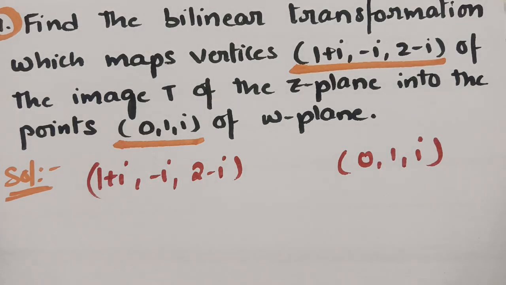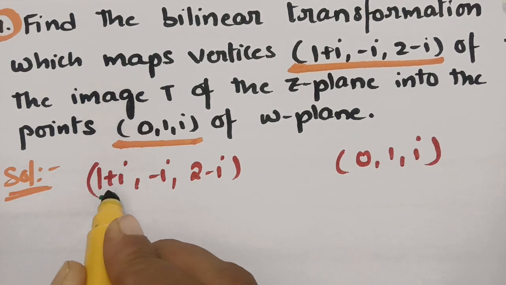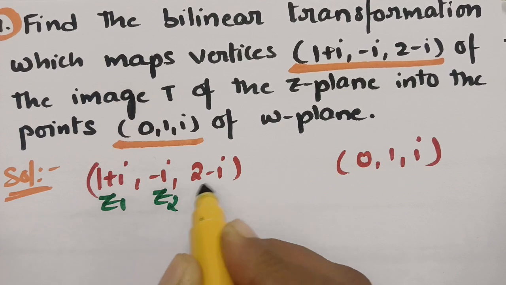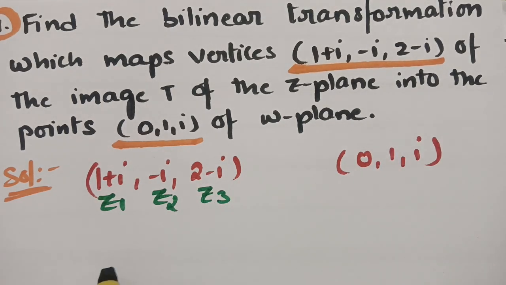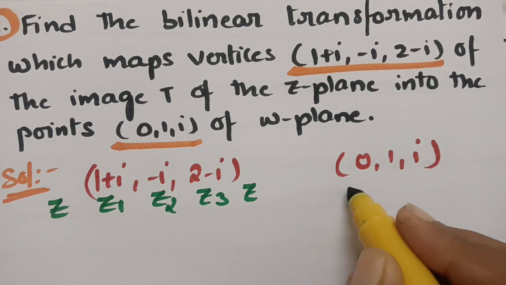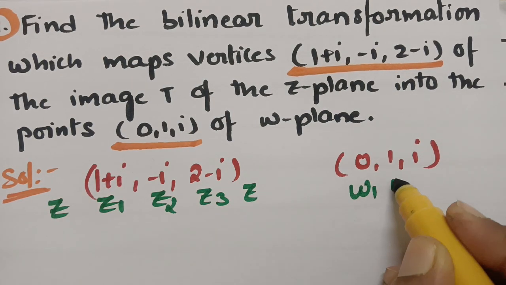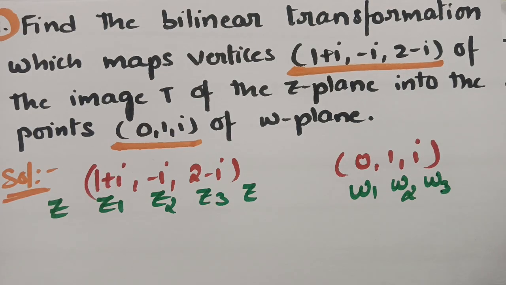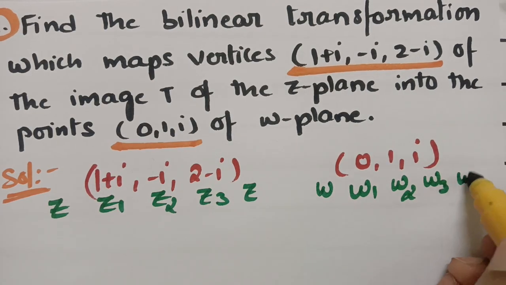See, first of all, how to remember this one. So I'm taking this as z1, this as z2 and this as z3. So initially I'm adding z on both sides. And next, this one is w1, this is w2 and this is w3. I am adding w on both sides.